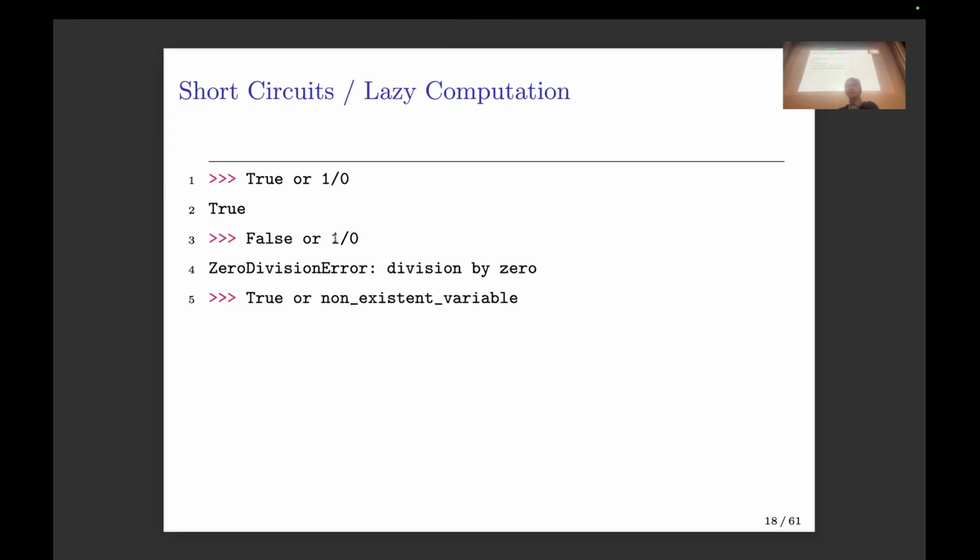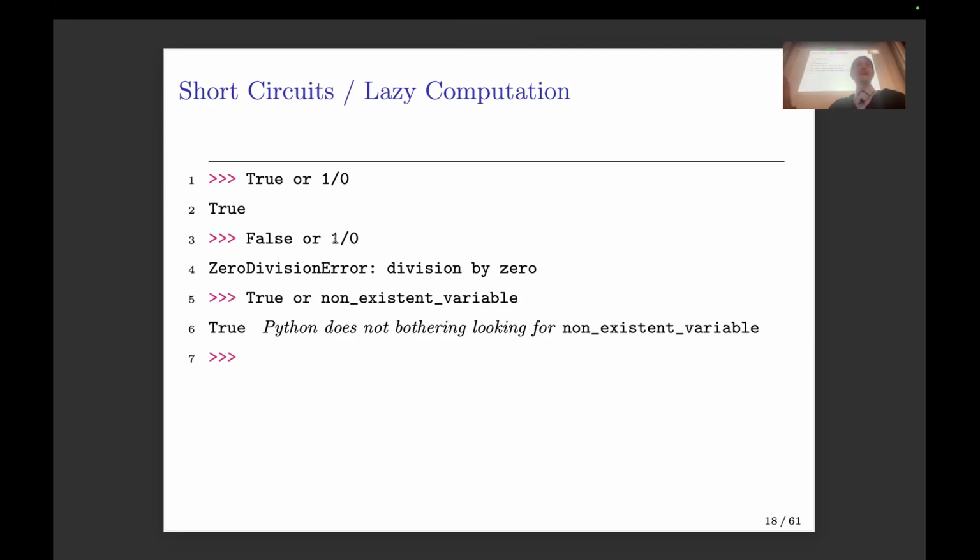True or access a variable that doesn't exist. That one's true because this is syntactically correct and Python doesn't try to execute that. So it has no opportunity to discover there's nothing in memory with that address. Okay. True or syntax error. Can Python read this?